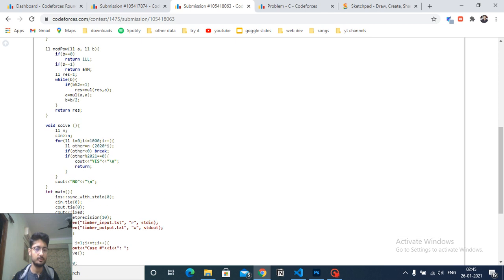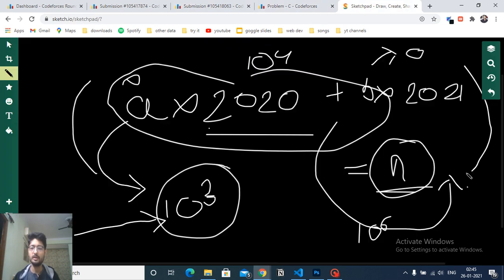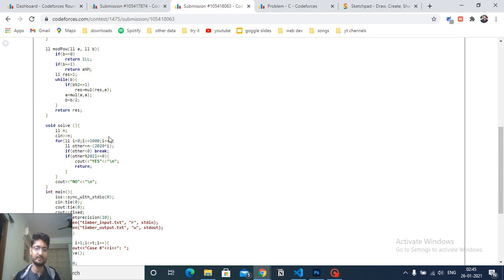As you can see, this is the value for A, iterate from 0 till 1000, which I've told you. The other part which is remaining is n minus 2020 into i. And if this number goes less than 0, obviously we break out, because A into 2020 minus n becomes negative, then B would be negative, and we don't want B to be negative, and thus we just break out, as this answer cannot exist.